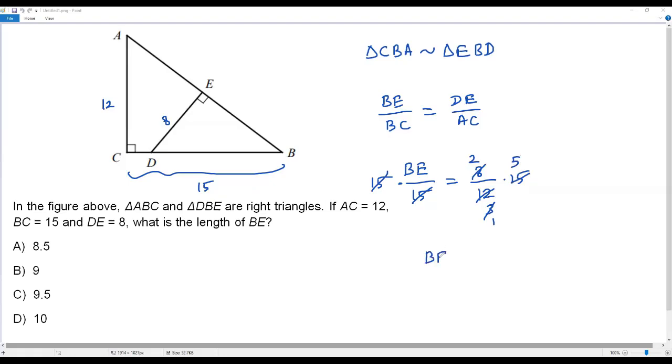Now we have BE on the left side. On the right side we have 2 times 5, which is 10. 10 divided by 1 is still 10. So the length of BE is 10 units. We find 10 in option D. So the correct answer choice for this question is option D.